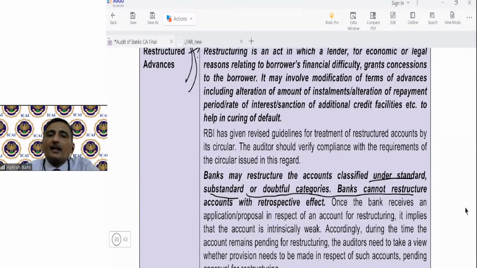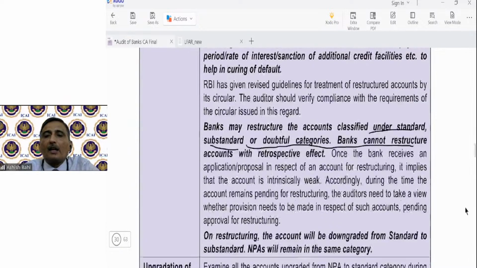It can be restructured. Even the accounts which are standard assets but which are showing signs of stress, which are facing financial difficulties, can also be restructured. And the restructuring is always with prospective effect after the date of sanction. Okay, these cannot be from the back date. These cannot be with retrospective effect. Okay.